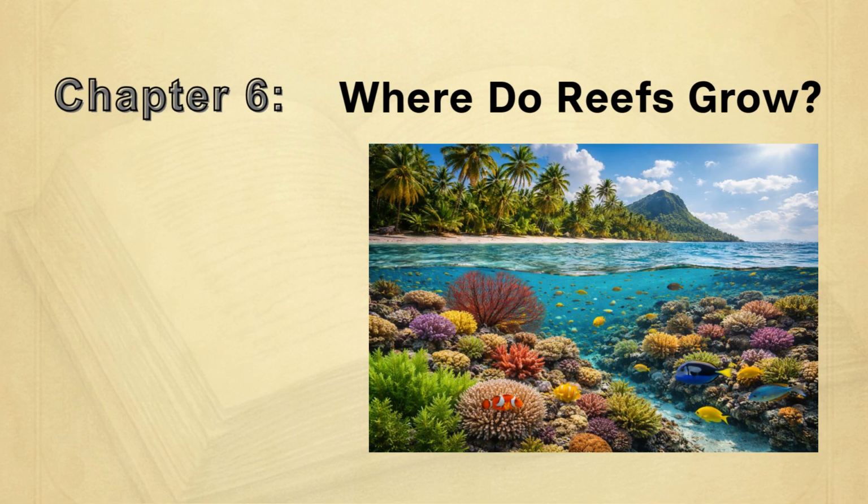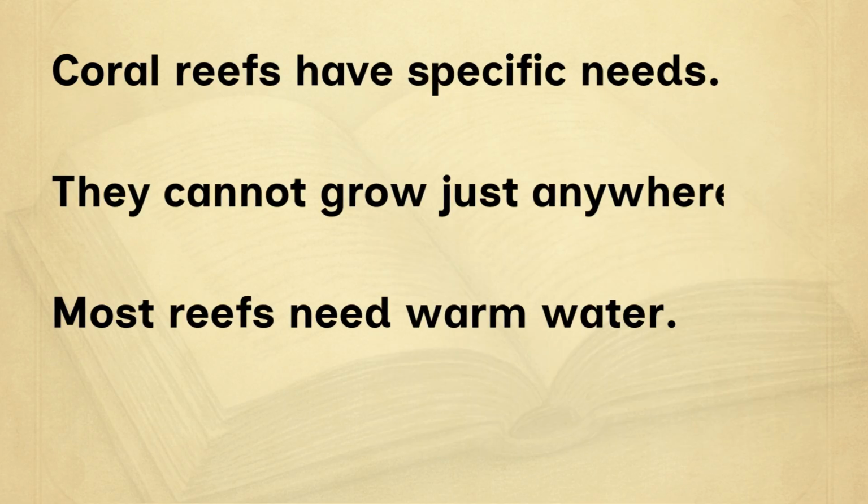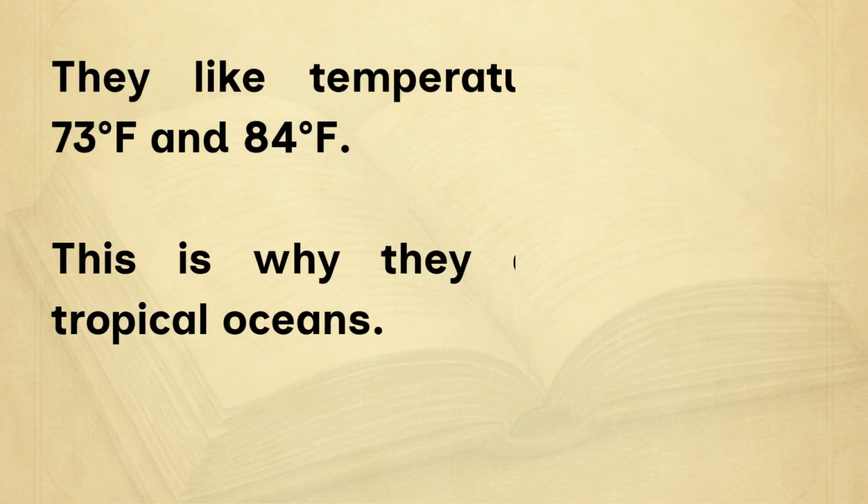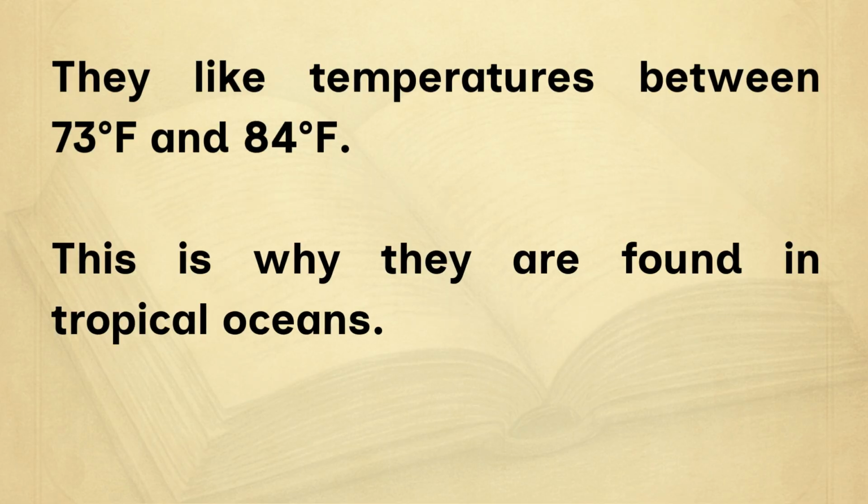Chapter 6. Where do reefs grow? Coral reefs have specific needs. They cannot grow just anywhere. Most reefs need warm water. They like temperatures between 73 degrees Fahrenheit and 84 degrees Fahrenheit. This is why they are found in tropical oceans.